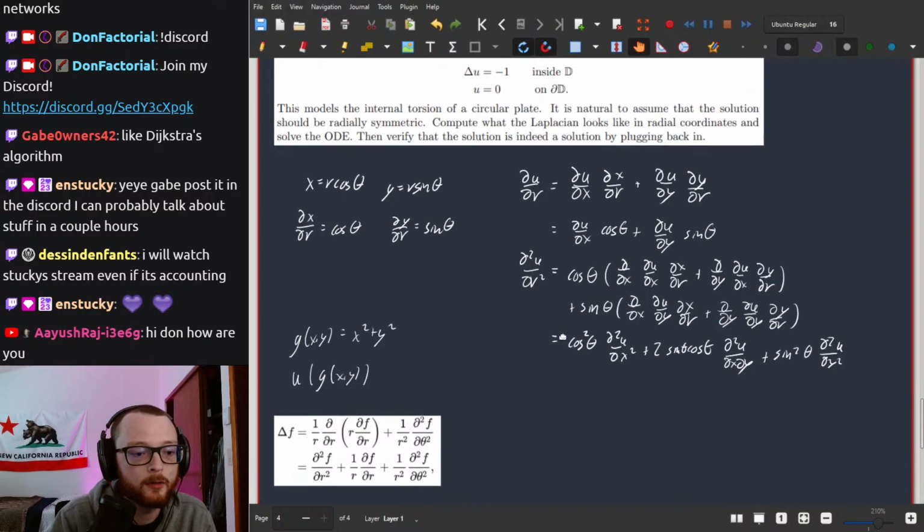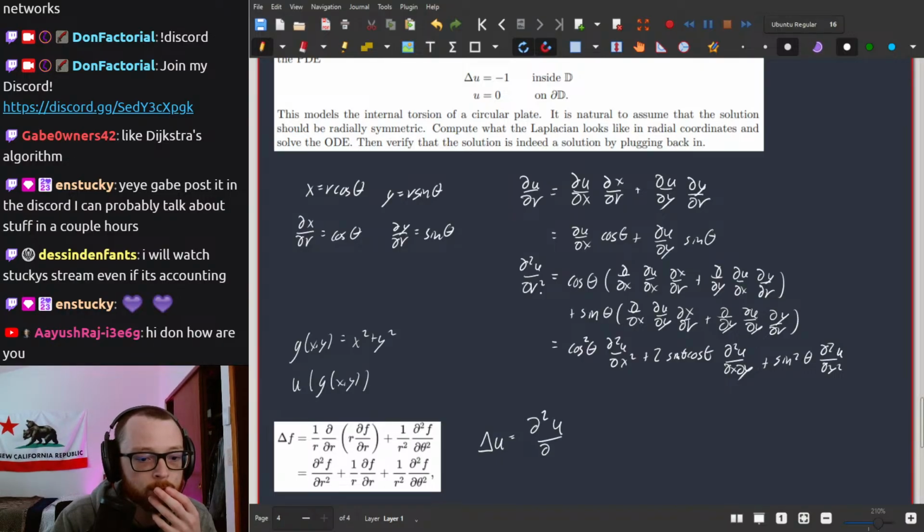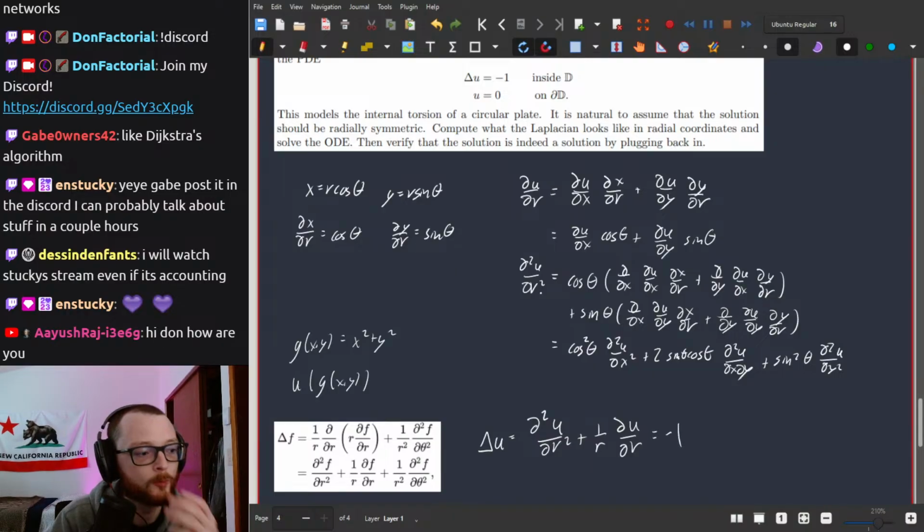We have a radial function, so this is just 0. Why are you doing this to me? How do I want to talk about this? I guess we'll do this notation. So we'll do -1. And this was an ODE.